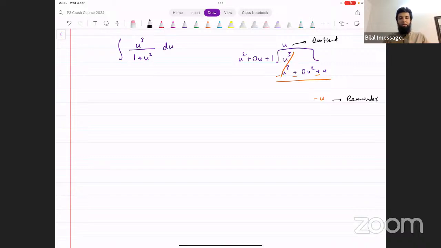Remember that rule? Dividend over divisor is quotient plus remainder over divisor. So we could split it into two parts like this: quotient, which is u, plus remainder, which is minus u, over divisor, which is 1 plus u squared. We could convert it into two fractions like this, right? Quotient plus remainder over divisor. We have discussed this before. That's how we integrate improper fractions.